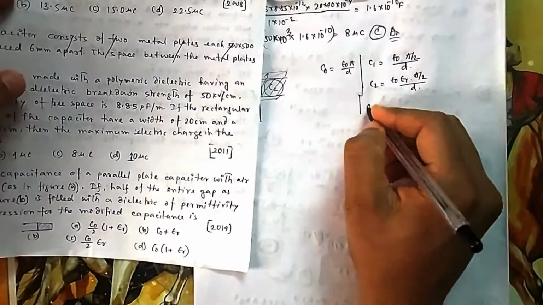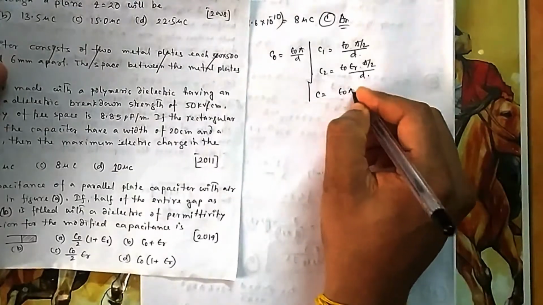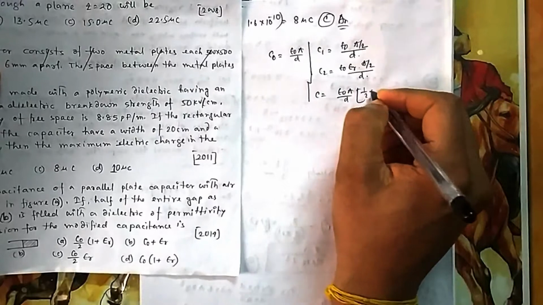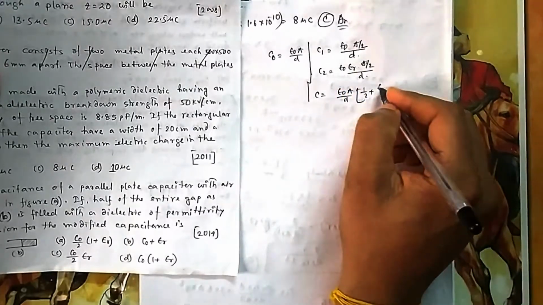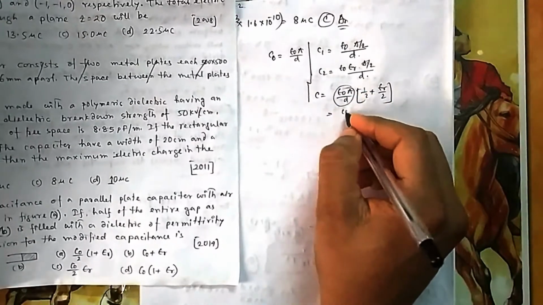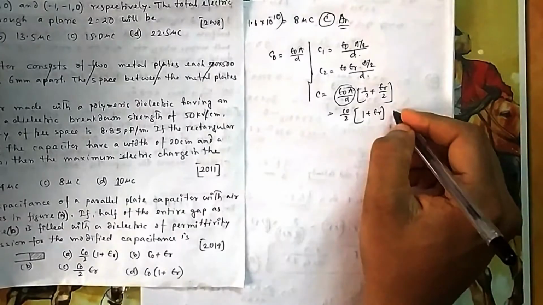So what will be C now? This plus this. If you add these two, taking epsilon 0 A by D common, it is half of epsilon 0 A by D times 1 plus epsilon R. So epsilon 0 A by D is nothing but C naught. So C naught by 2 times 1 plus epsilon R. So that is your option A.